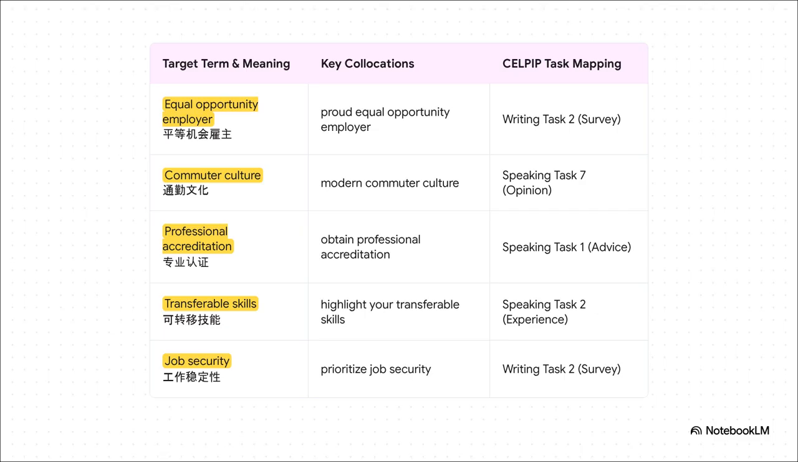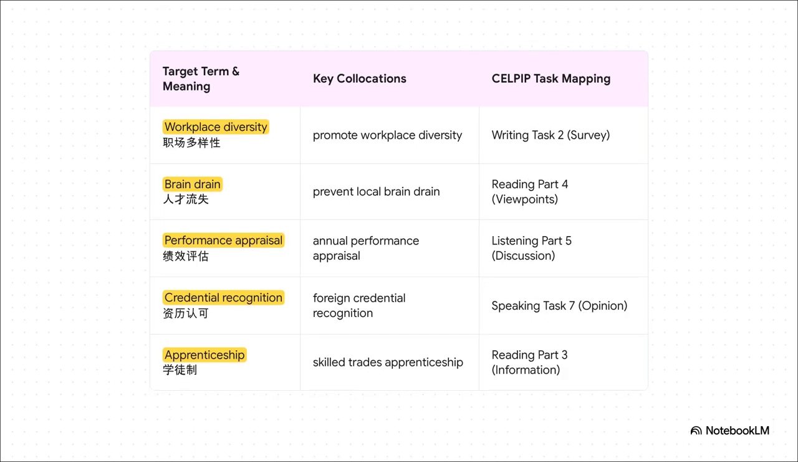And finally, job security. Job security. 工作稳定性. Ultimately, you can argue that most workers will prioritize job security when taking benefits surveys in Task 2. All right, here we are, our final 5 terms. These are absolute gold for a CLB 9. First, workplace diversity. Workplace diversity. 职场多样性. Always advocate for policies that actively promote workplace diversity.